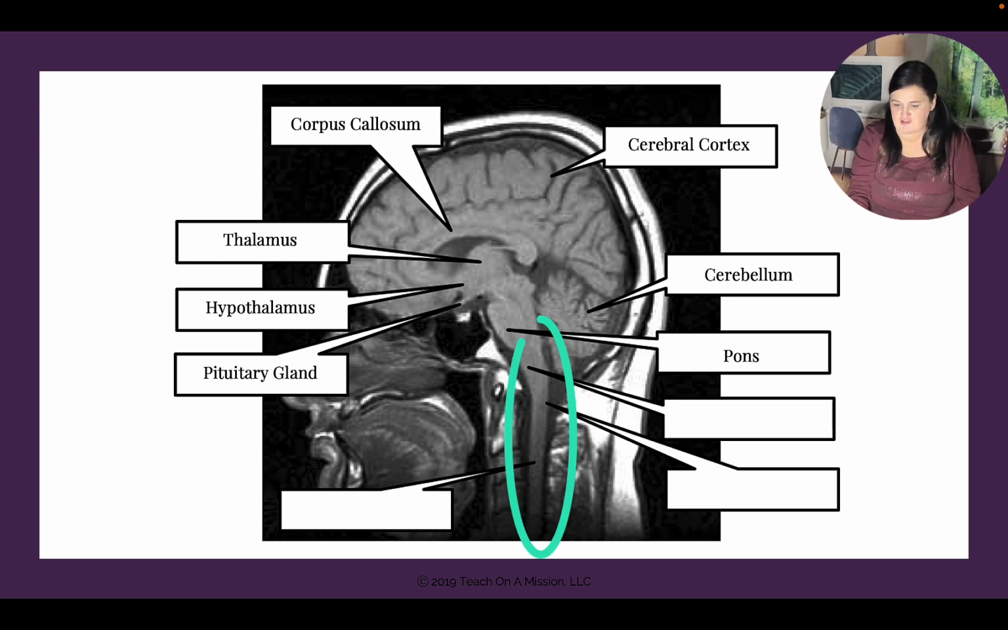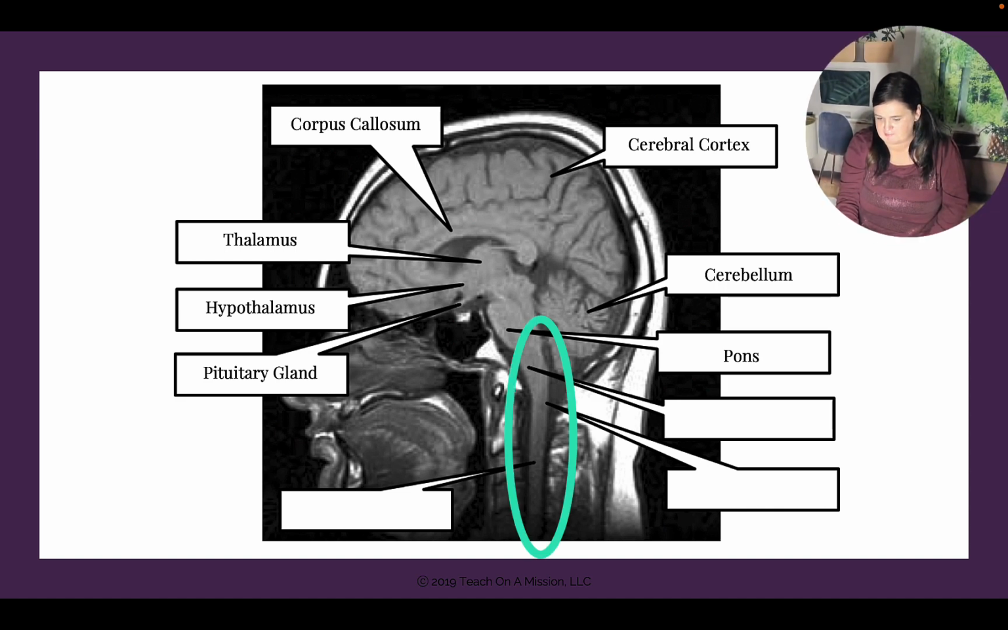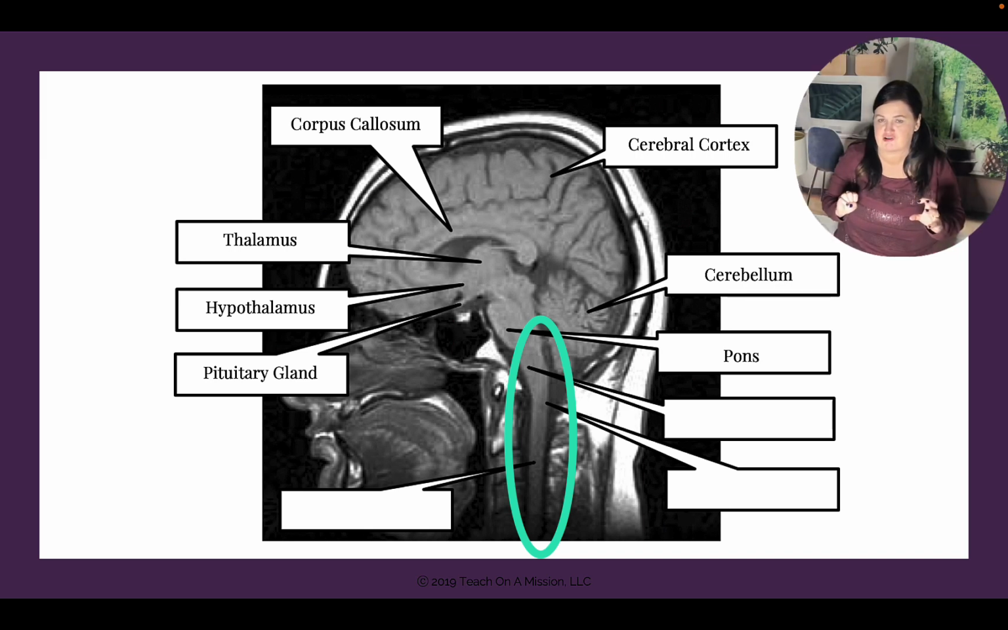This section here is called the brain stem, right? We have the spinal column here. This brain stem here is super important, basic functions of living.